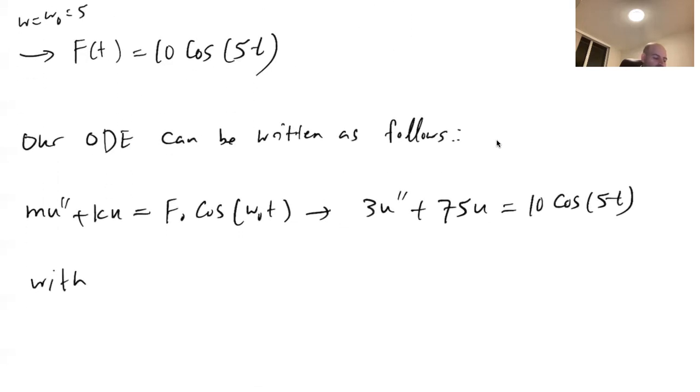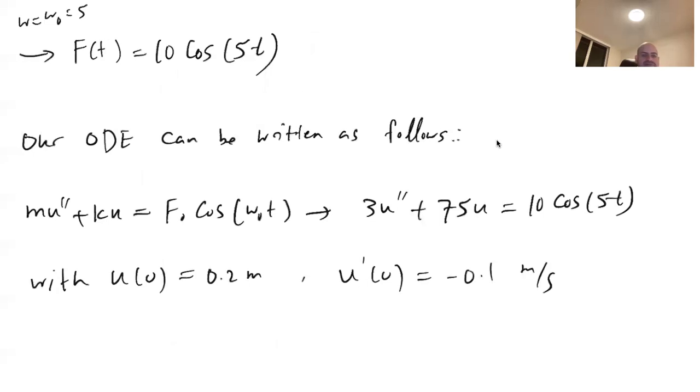And with the initial conditions that u of 0, the initial displacement, is 20 centimeter downward. Downward, remember, was our positive direction according to our convention. So 0.2 meter, and the initial velocity was 10 centimeter per second upward. Upward means negative, so minus 0.1 meter per second.